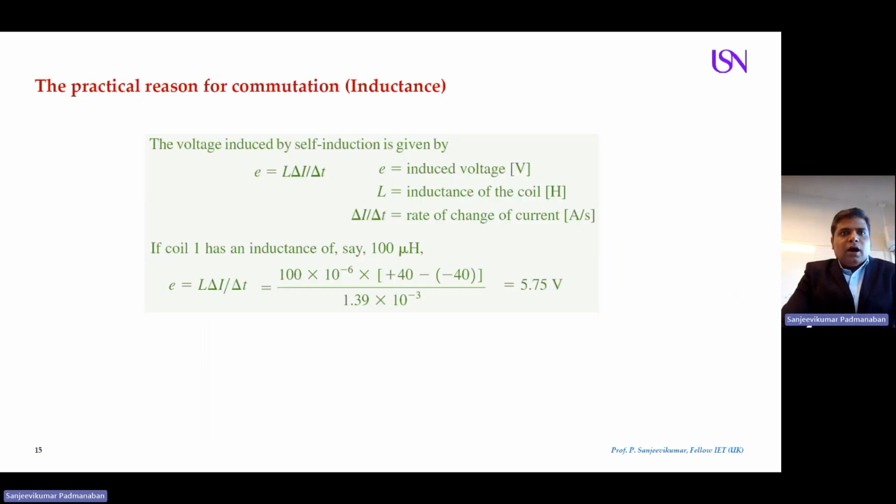The next one: how to calculate the inductance for the commutation. Exactly how to do that. There is a formula. Voltage induced by self-inductance is given by E equal to L into delta I by delta T. What is delta I? Change in current. Delta I by delta T is nothing but the rate of change of current. So what is the rate of change of current?